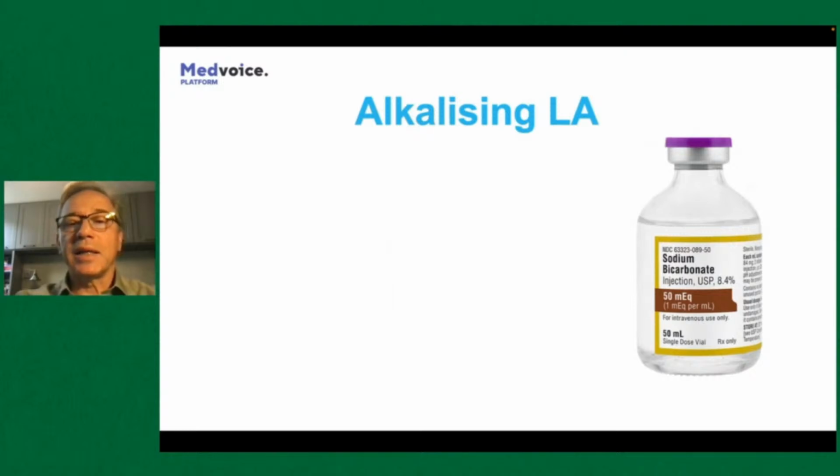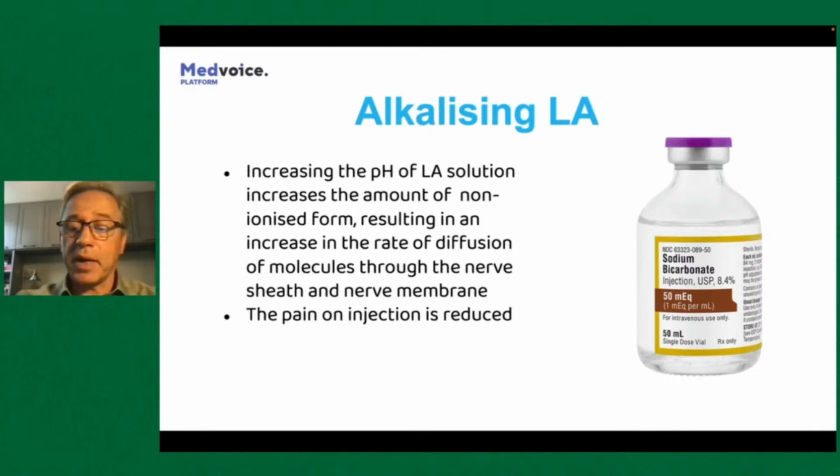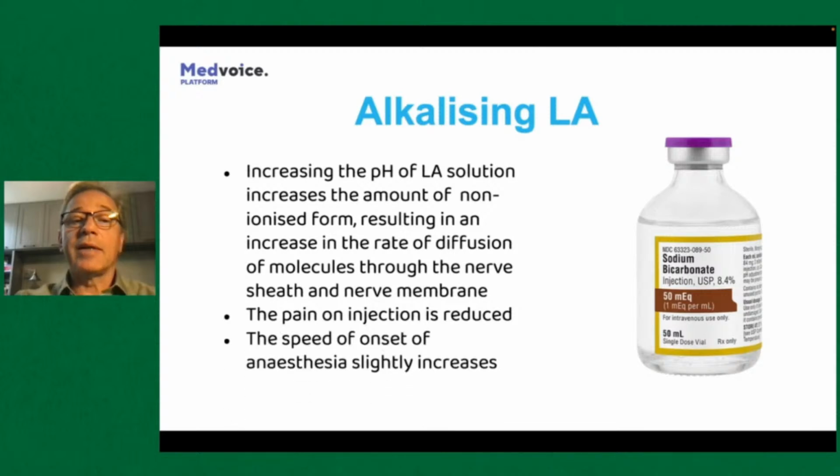We can alkalize the local anesthetic. We can add sodium bicarbonate to it. By doing that, we're increasing the pH of the local anesthetic solution. That increases the amount of non-ionized form, resulting in an increase of the rate of diffusion of molecules through the nerve sheath and nerve membrane. It also slightly reduces the pain on injection, and definitely increases the speed of onset of anesthesia.